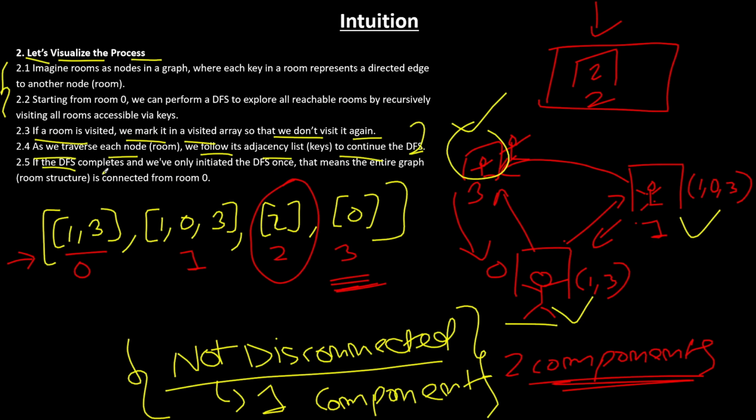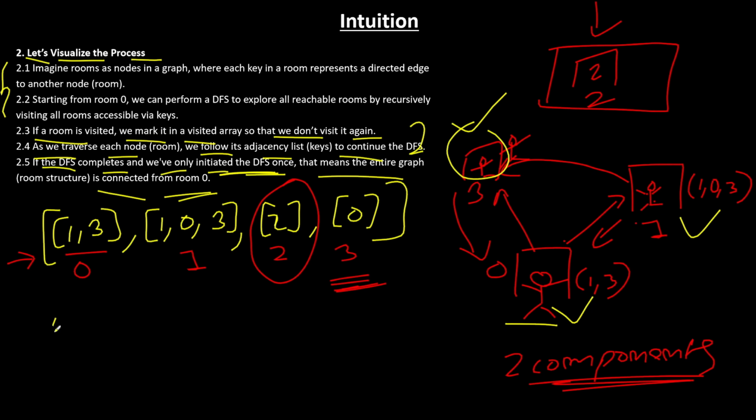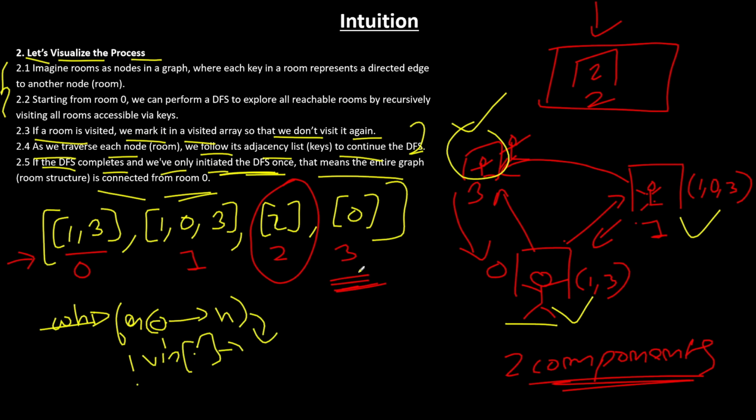We know that if the DFS completes and we only initiated the DFS once, that means the entire graph is connected from room 0. If you remember, when we call a DFS, generally we use a for loop, for i equals 0 to n, which is basically the nodes. We have to traverse every node and check if it is visited or not. If it is not visited, we call the DFS from that node, and then recursively we call the DFS in the DFS function, and we go in depth. We use the DFS concept fully here.